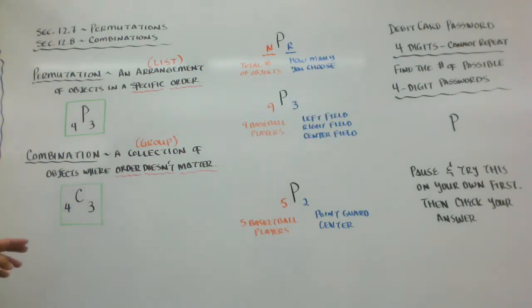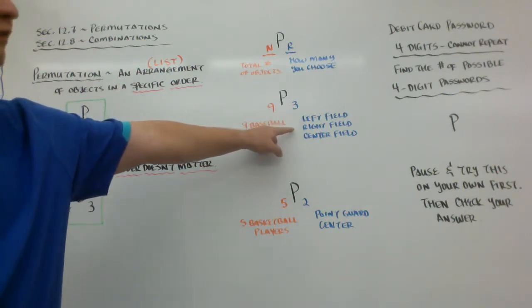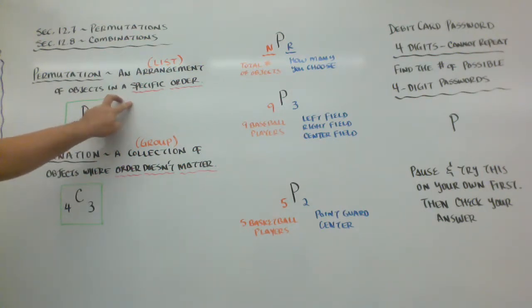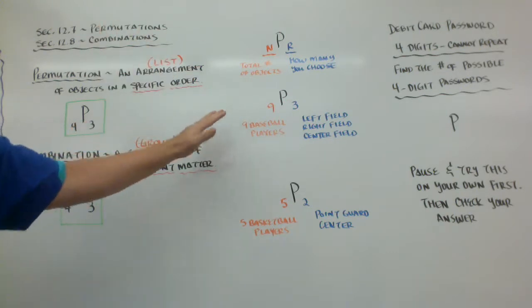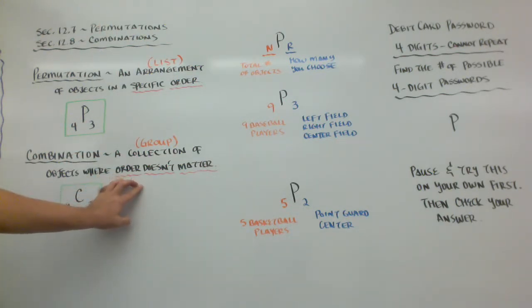So for example, for baseball, if I need certain positions like a left field, center field, right field, etc., shortstop, that would be a permutation because they're going in a specific order. But if I just said, hey, any 9 players just go run on the field and grab a position, then that's a combination because the order or the arrangement doesn't matter.